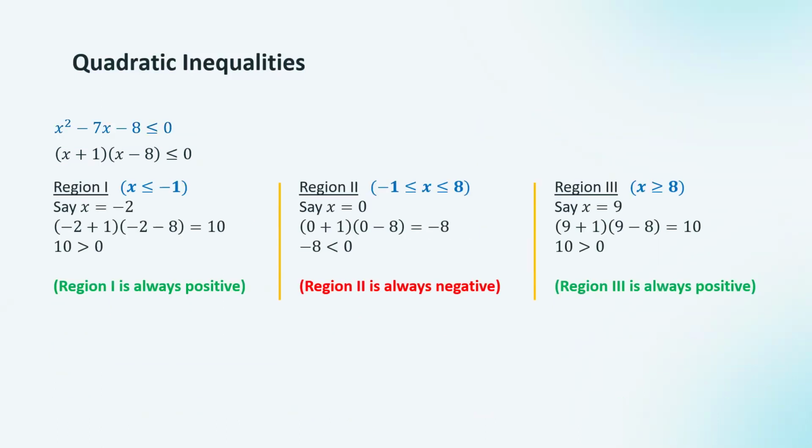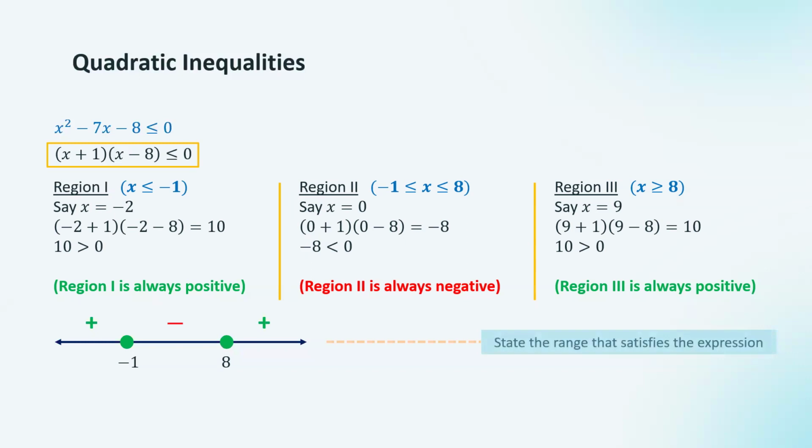After testing each region, now we can update the number line. The first region is positive, the second region negative, and the third region positive. And again, we need to take a look back at the expression in the yellow box. We want to find x such that the multiplication is less than or equal to 0, which means we want the x such that the multiplication will yield a negative result. So the only region that satisfies this is region 2. And we have to state the range of region 2 because it's the one that satisfies the expression.